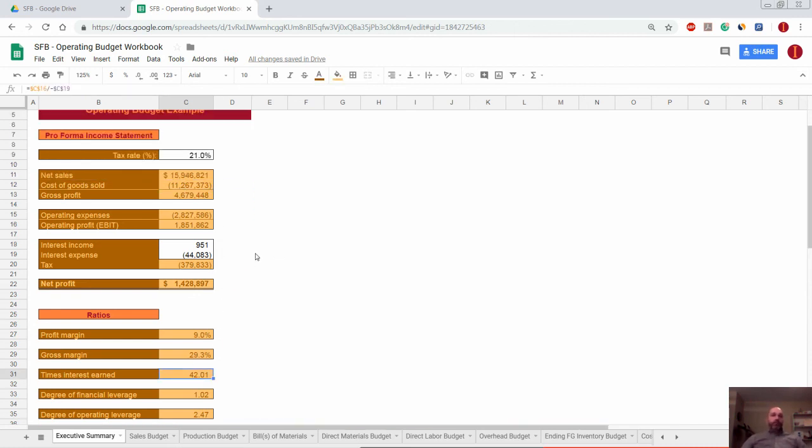Times interest earned is operating profit divided by interest expense. So it basically says, with operating profit, how many times over could you pay your interest expense? The amount of debt to carry, the amount of debt to use, the amount of leverage, however you want to put it, to utilize is another subject that deserves its own spreadsheet and video.